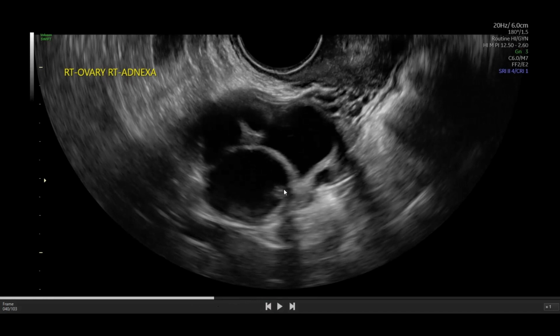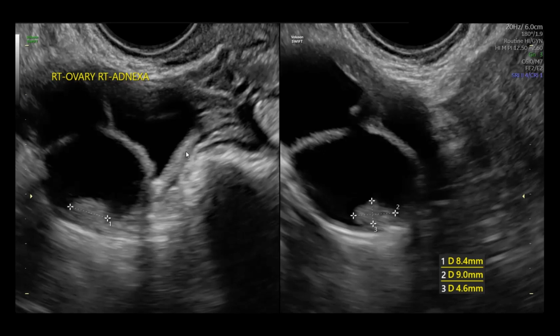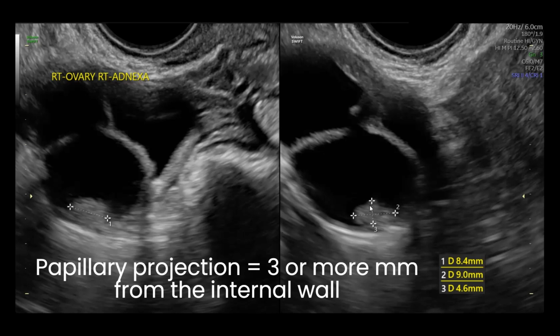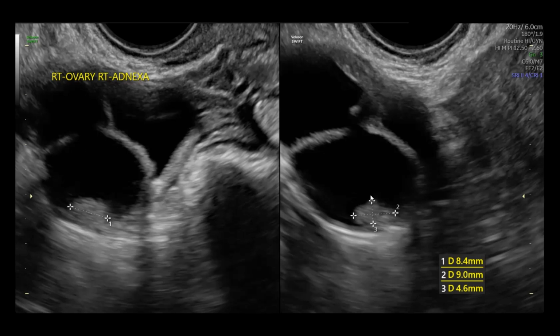There is a solid component here at the periphery, and as we know from this view, there is something there. So let's measure it in 3 orthogonal planes as usual. Measurement 1, 8.4, measurement 2, 9.0, measurement 3, arguably the most important measure for differentiating between an irregularity and a papillary projection, as this is on the wall of a cystic lesion, a locule of a multiloculated cystic lesion. 3 is the measurement from the wall to its highest point, and it measures over 3 millimeters.